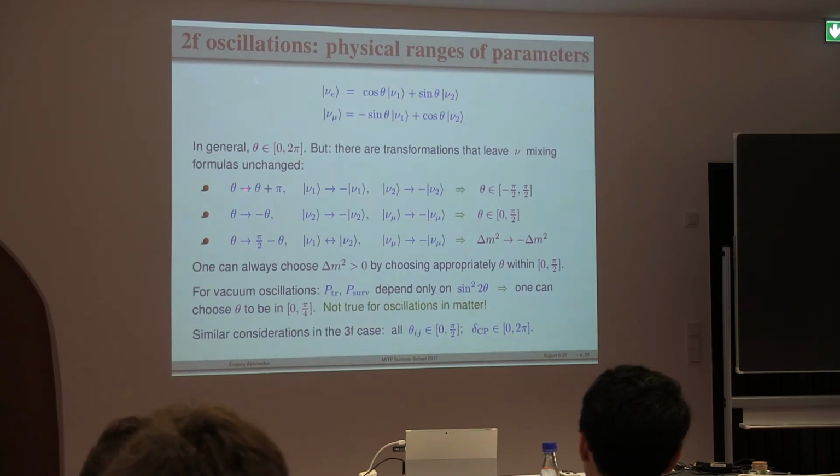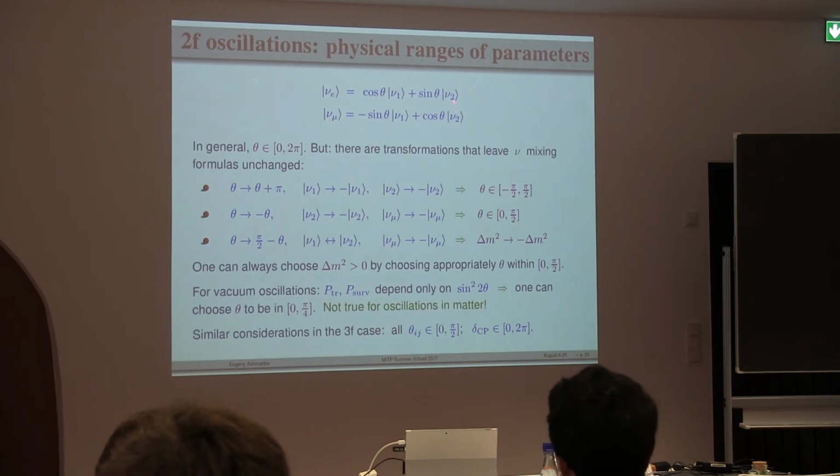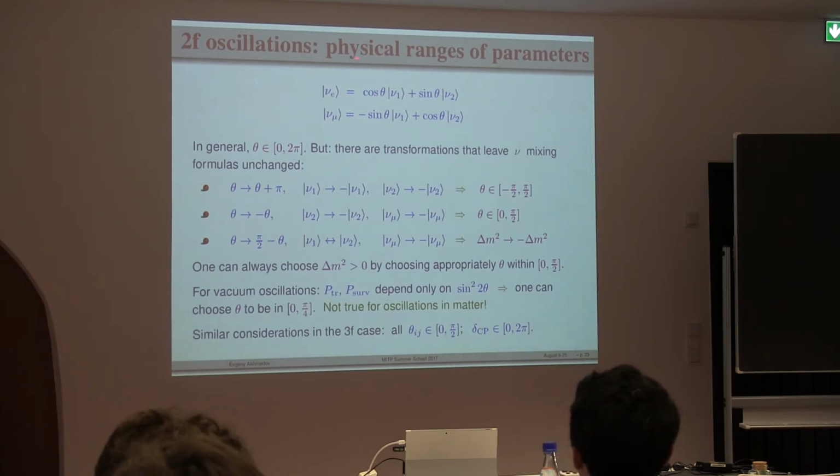Assume we consider the transformation theta into theta plus pi. In this case, cosine changes its sign and sine changes its sign. However, if we simultaneously change the sign of nu1 and nu2, these two relations remain unchanged. So if we replace nu1 by minus nu1 and nu2 by minus nu2, then we can always transform theta into theta plus pi. By the way, are we allowed really to do it?